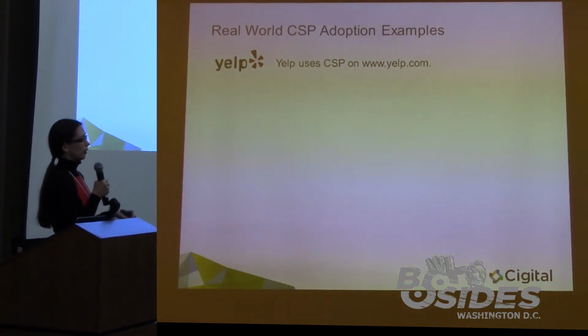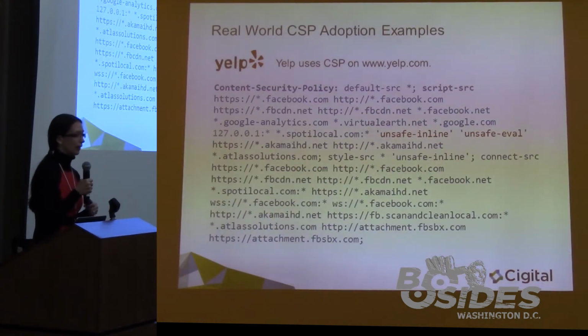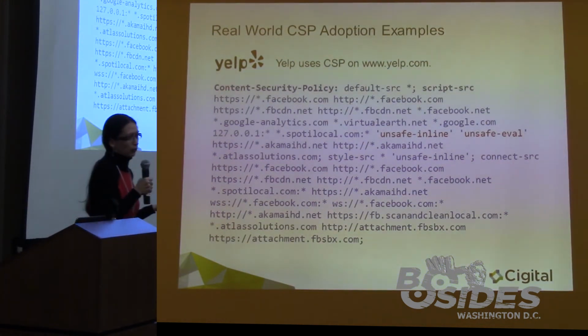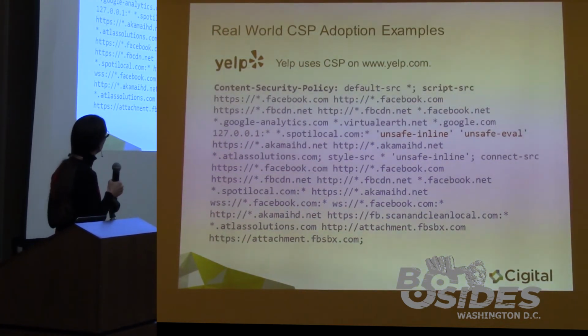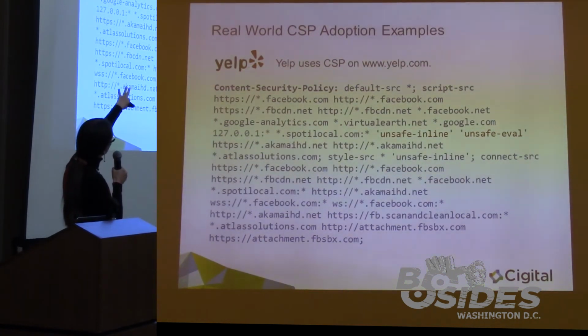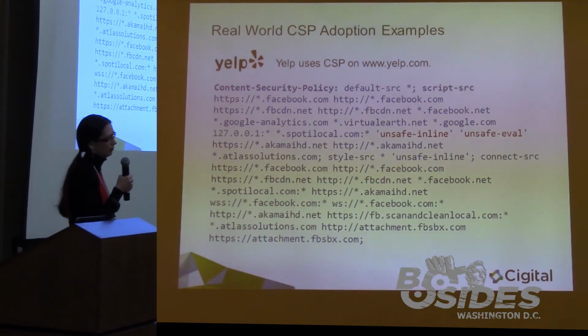The next company who was also loud about it was Yelp. However, if we look at their headers, unsafe-inline and unsafe-eval are there. That's as far as they could go, which means they're using it to control the content, but they're not using it to protect themselves from XSS. And the other interesting thing that I found in this policy was the first directive, default-src star. That's what it is by default. Why do you even need to specify it? I don't know.